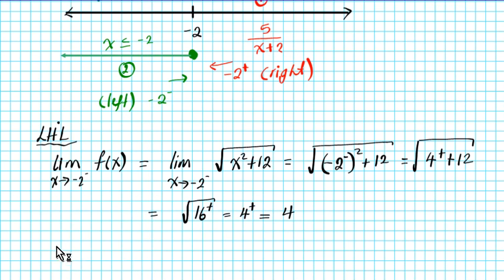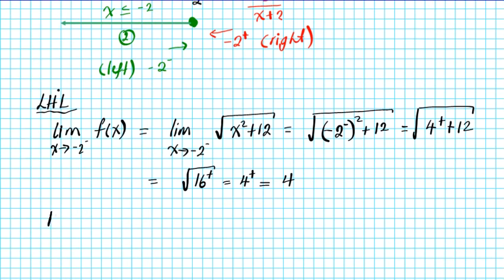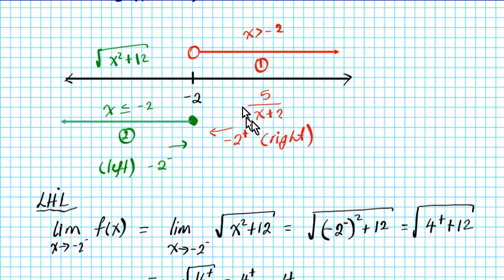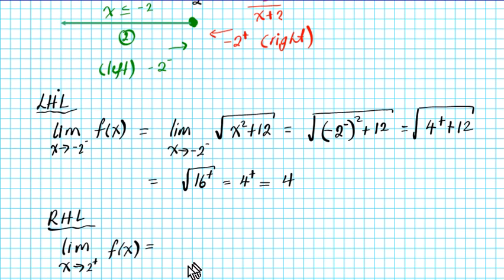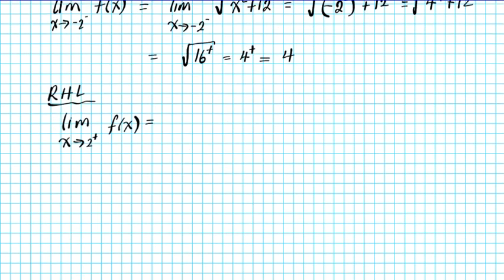Let's take a look at the right-hand limit. So the right-hand limit is as follows. We're taking a look at the limit as x approaches 2 from the right of the function. Now when you're approaching 2 from the right, let's go back to our number line. The red function is active. Okay, so this basically becomes the limit as x approaches 2 from the right of the red function, which is 5 over x plus 2.